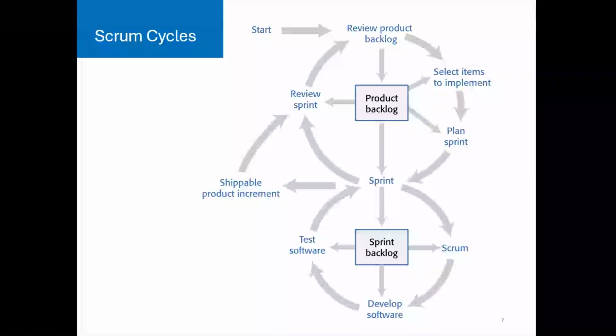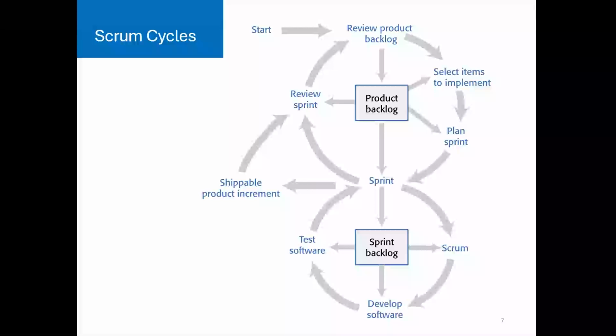From the start, we go to review product backlog. So we begin by looking at the product backlog, a prioritized list of features, bugs, improvements, and technical tasks. The team collaborates with the product owner to review and refine this list based on the current goals, feedback, or changes in the requirements.